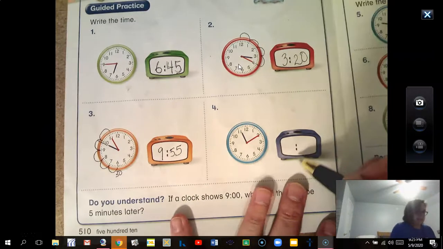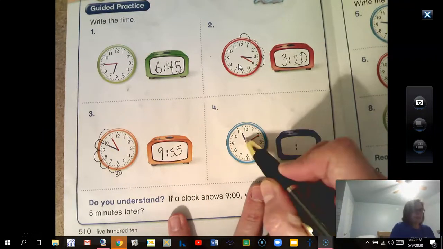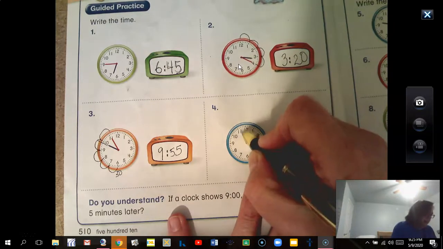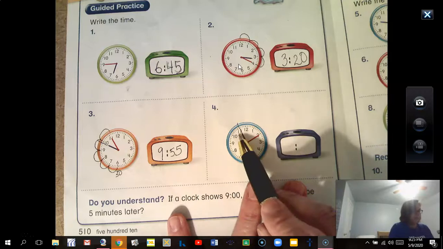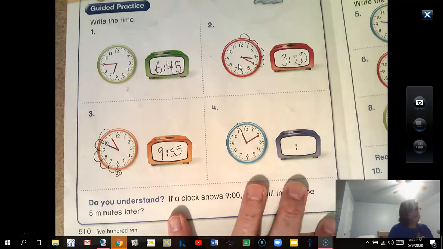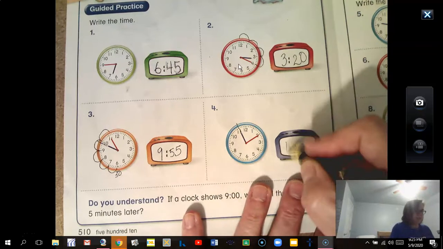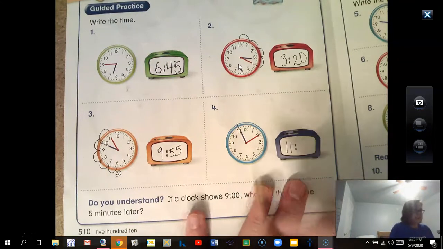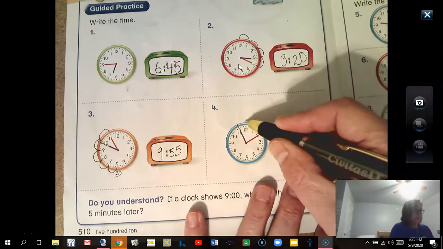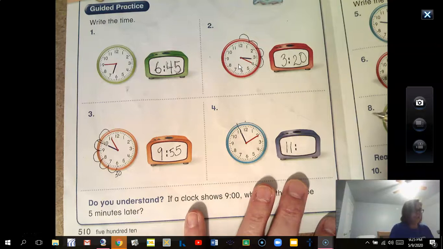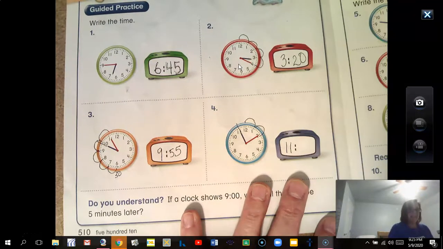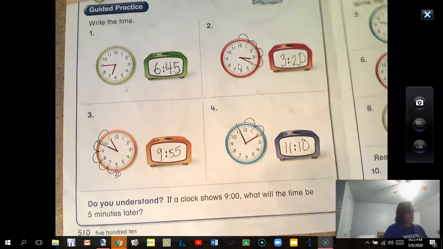All right, let's look at the next clock. Again, we're going to start with the hour hand, which is the shortest hand. And if I finish that hand out there, it is between the 11 and the 12. So it hasn't reached the, that's right, 12. So it is still 11 o'clock. And now let's look at that long minute hand. And we're going to start at the 12 and count by fives, because minutes we count by fives. 5, 10. It is 11:10.